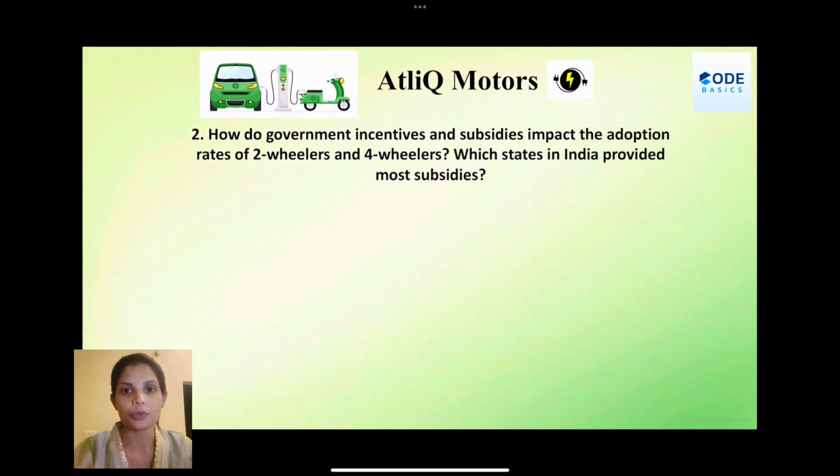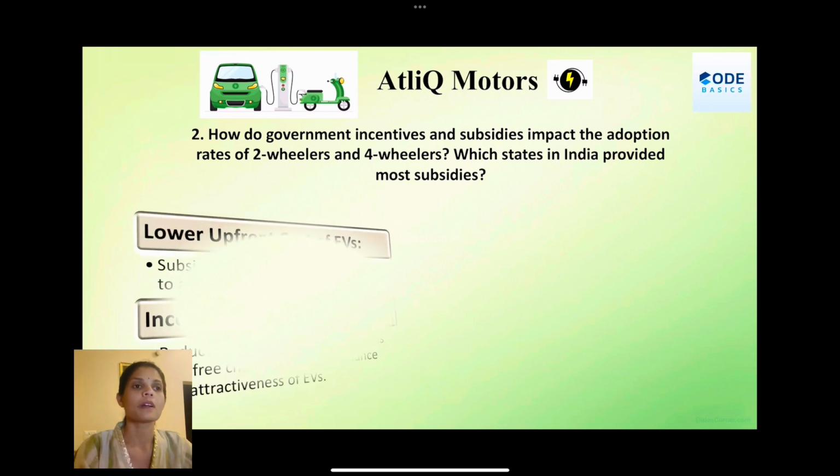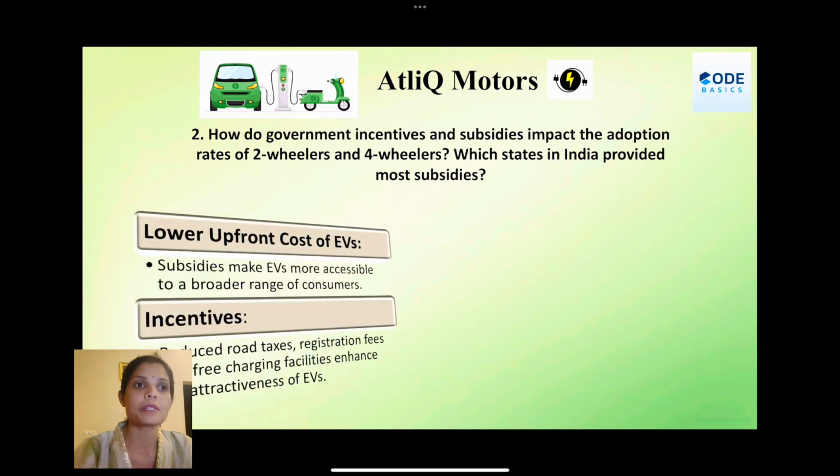Now let's move on to the second question. How do government incentives and subsidies impact the adoption rates of two-wheelers and four-wheelers? Which states in India provide the most subsidies? Here, government incentives and subsidies have a direct impact on the adoption rates of two-wheelers and four-wheelers. Subsidies lower the upfront cost of EVs, making them more accessible to a broader range of consumers. Additionally, incentives such as reduced road taxes, registration fees, and free charging facilities enhance the attractiveness of EVs.